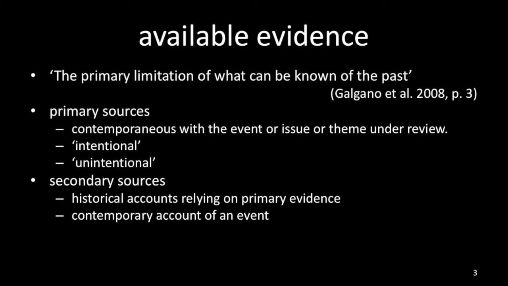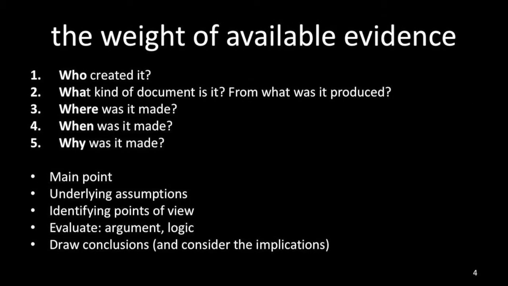Secondary sources are historical accounts relying on primary evidence. So these are typically accounts of events that aren't contemporaneous with the event. We're familiar with these. These are textbooks, monographs, historical surveys, that type of secondary source which gathers together, draws on primary sources to create history and a telling of history. So moving now to this idea of the weight of available evidence.